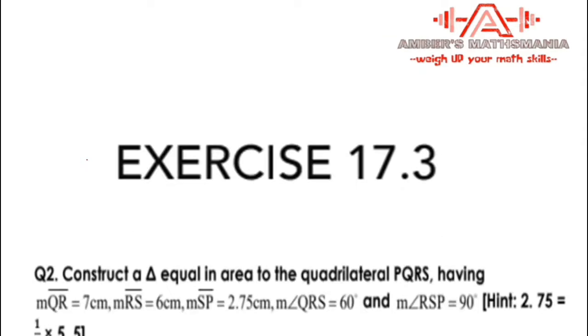Today we are going to discuss practical geometry exercise 17.3 question number 2. It is about constructing a triangle equal in area to the quadrilateral PQRS having QR equal to 7 cm, RS equal to 6 cm, SP equal to 2.75 cm, angle R equal to 60 degrees and angle S equal to 90 degrees.